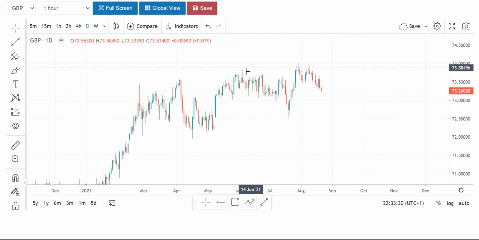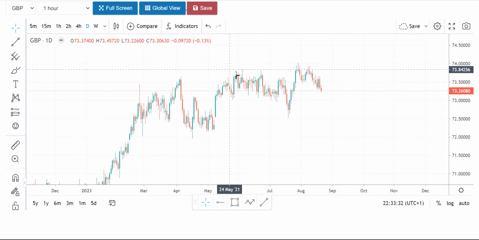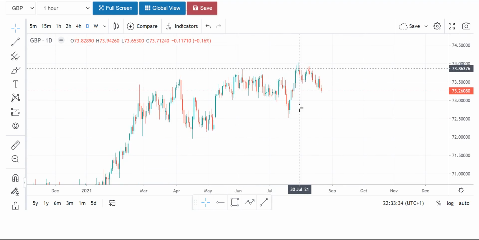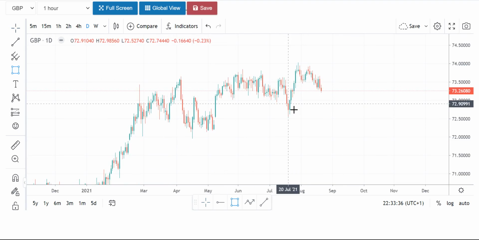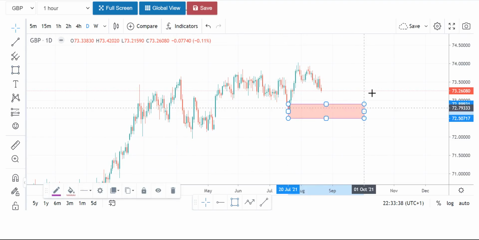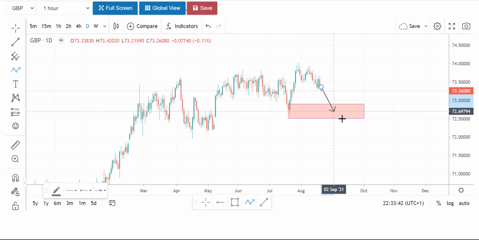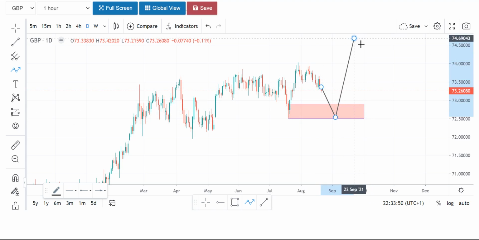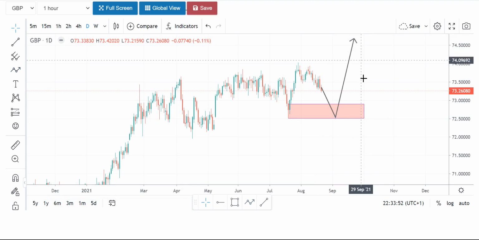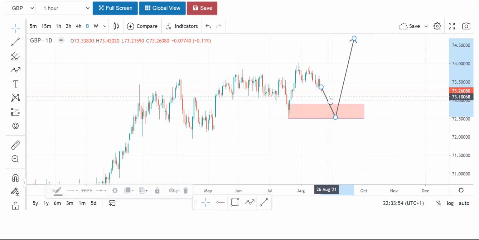On the daily time frame, we can see that GBP USD just took liquidity from the upside and it's coming down to this supply zone. So we can expect that the GBP will be weak to this extent before we see a movement to the upside on the index of GBP.